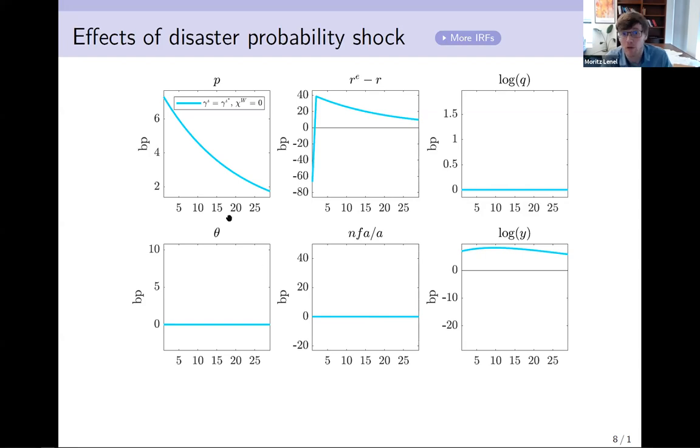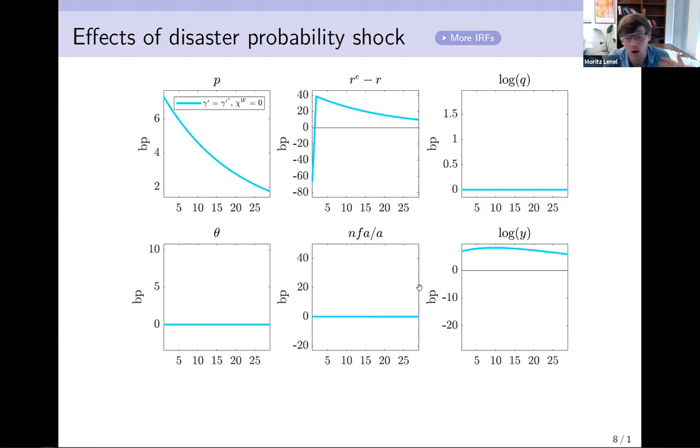So in response to an increase in the disaster probability, there is a fall on impact in equity returns, and then higher equity returns going forward as the quantity of risk has increased. These agents are all homogeneous. They hold the same portfolio, so there's no redistribution through these shocks.